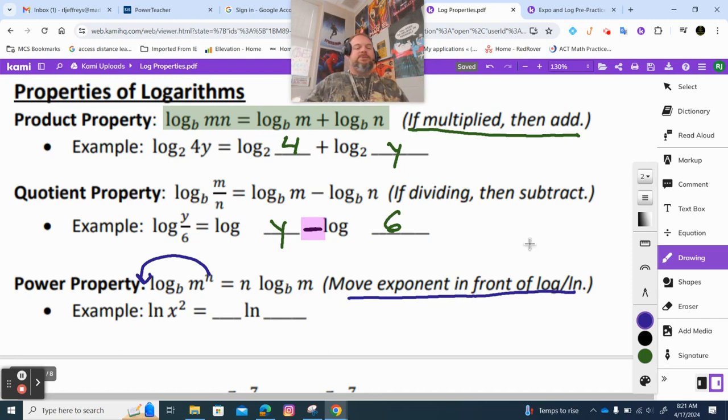All right. So here's our example. We have the natural log of x squared. We can rewrite this. Here's the power. So we can write what goes here? 2. And what goes here? X. Now, there is some reason that this comes in handy.